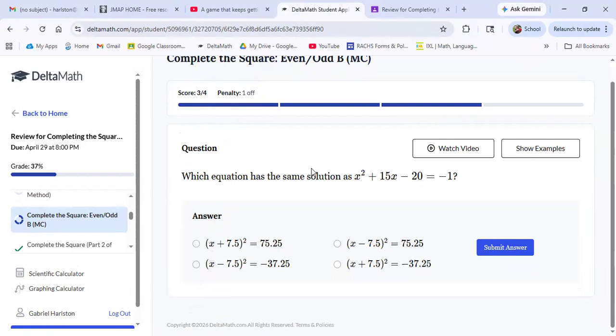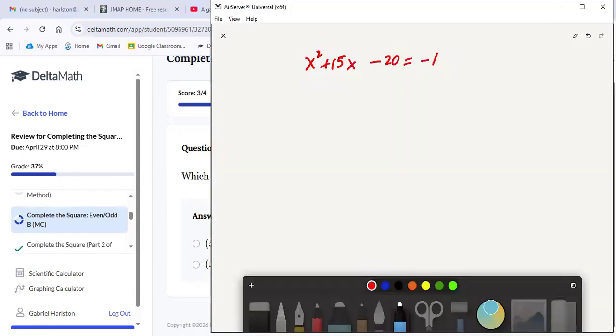Clear. Let's see, we have x squared plus 15x minus 20 equals negative 1. Okay, I'm going to notice we have decimals here, so I'm going to put this in decimal form when I take half of b. So let's go here to my iPad. First thing I want to do is move this negative 20 over by adding 20.